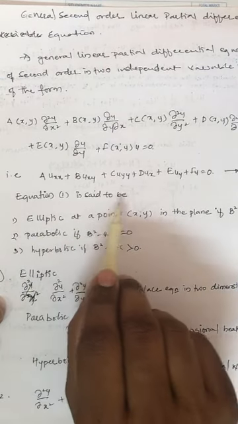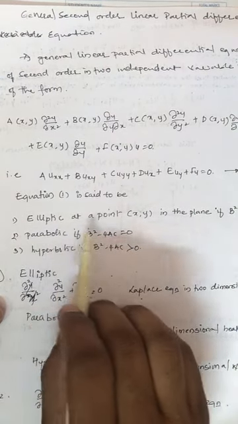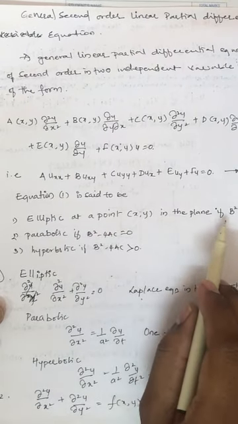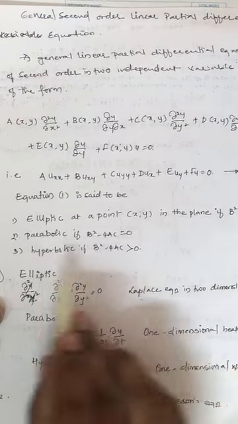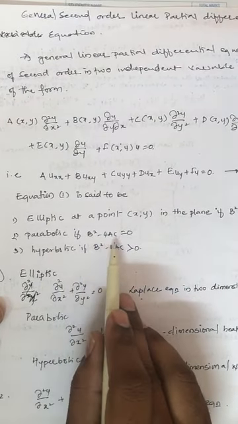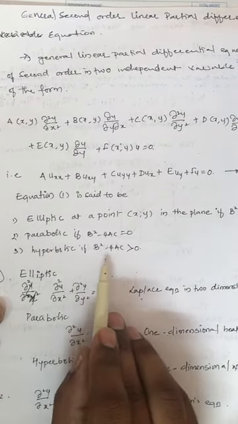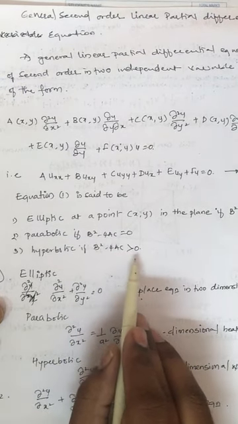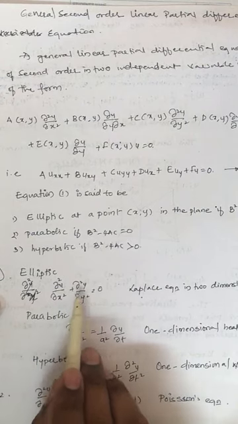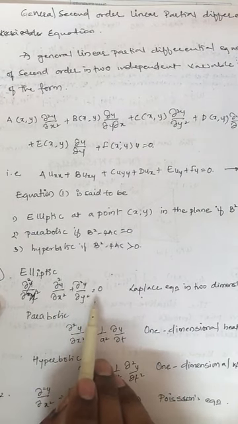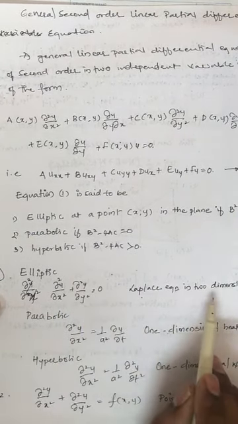The equation is said to be elliptic at the point (x,y) in the plane if b² minus 4ac is less than 0, parabolic if b² minus 4ac equals 0, and hyperbolic if b² minus 4ac is greater than 0. So the elliptic equation will be in the form ∂²u/∂x² plus ∂²u/∂y² equals 0, which is known as the Laplace equation in two dimensions.